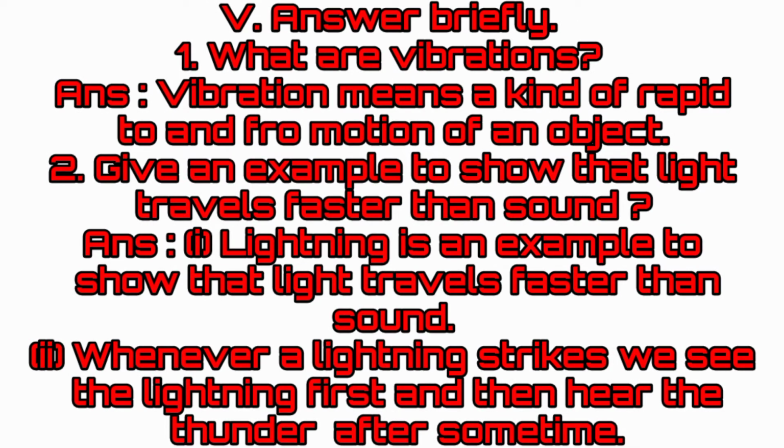Answer briefly. What is vibration? Vibration means a kind of rapid to and fro motion of an object. Second question, give an example to show that light travels faster than sound. Answer: lightning is an example. Whenever lightning strikes, we see the lightning first and then hear the thunder after some time.